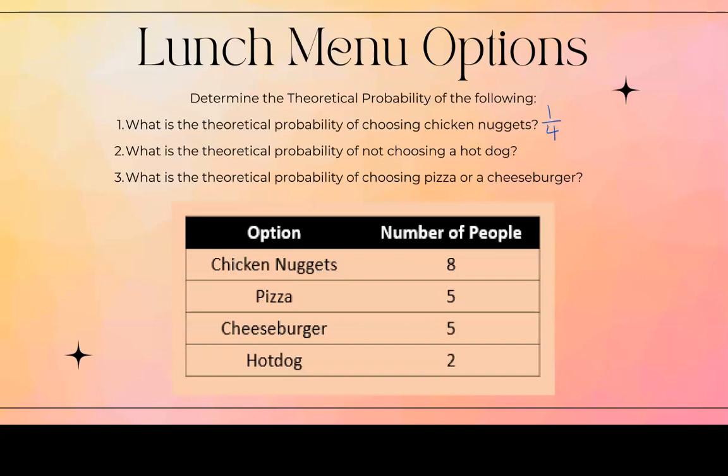Number 2, what is the theoretical probability of not choosing a hot dog? We solve this one by looking at how many total options we have, which is still 4, and then looking at how many are not hot dogs. So we have chicken nuggets, pizza, and cheeseburger. This makes the theoretical probability of not choosing a hot dog 3 out of 4, or 3/4.